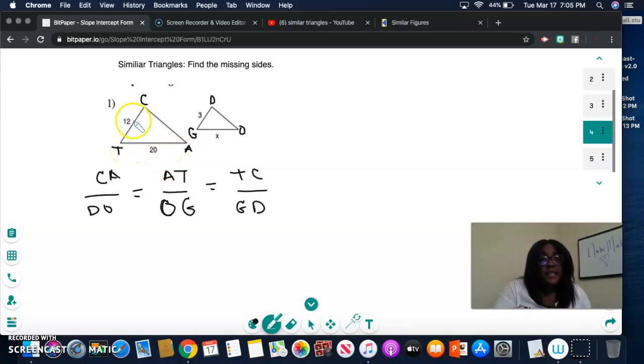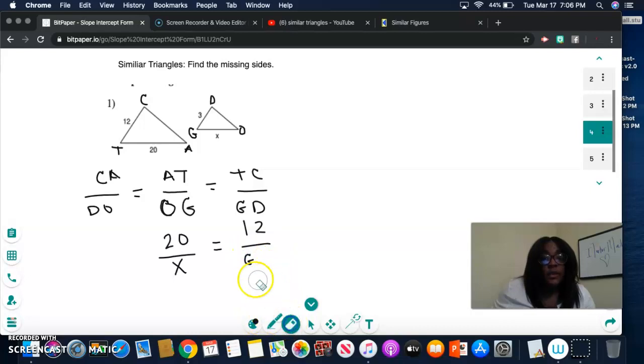When I look here, I see that side TC is given, which is equal to 12, and side GD is also given, and then you have AT and OG. So I'm just going to fill in that information here. AT is going to be equal to 20. OG is equal to X. TC is equal to 12. And then GD is equal to 3. Alright, so here we have a proportion.